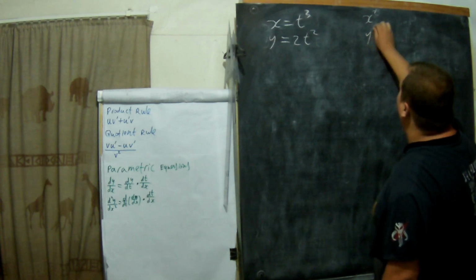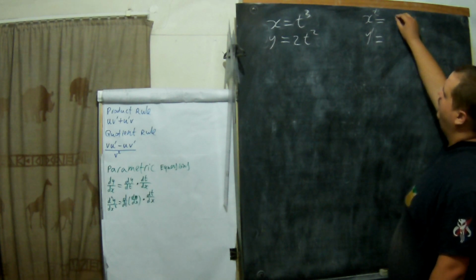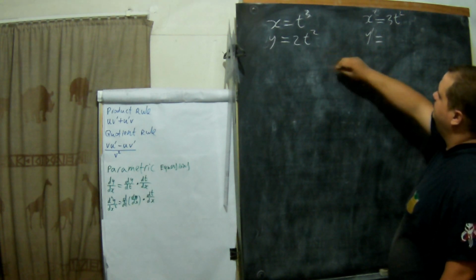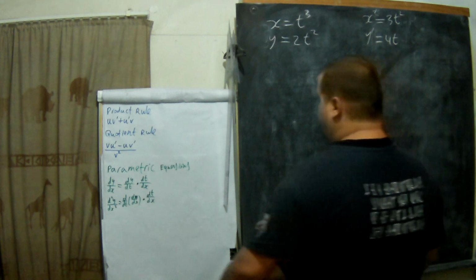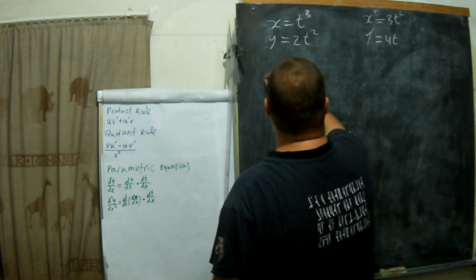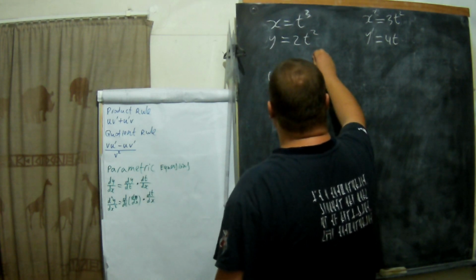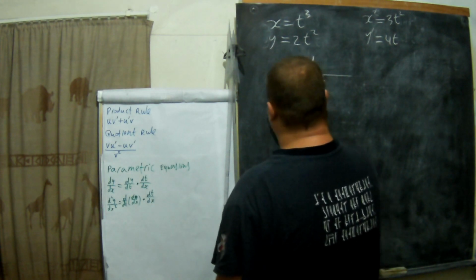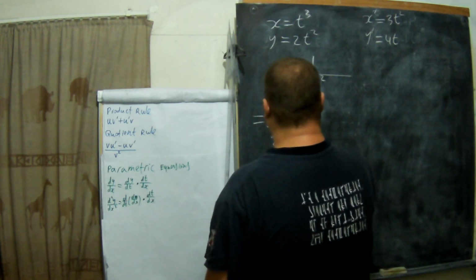X prime, y prime. The derivative of x is 3t squared, and the derivative of y is 4t. Now, we take our first and second order derivatives, but first we do our first order. Our first order is 4t multiplied by 1 over 3t squared. So that would equal 4t over 3t squared.